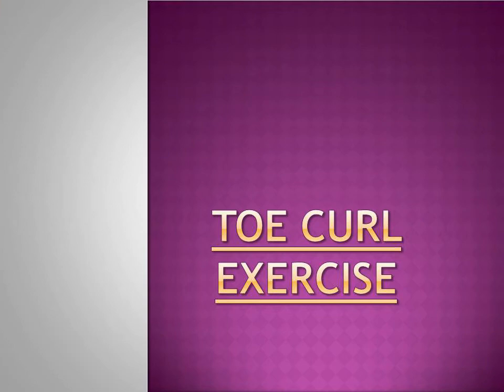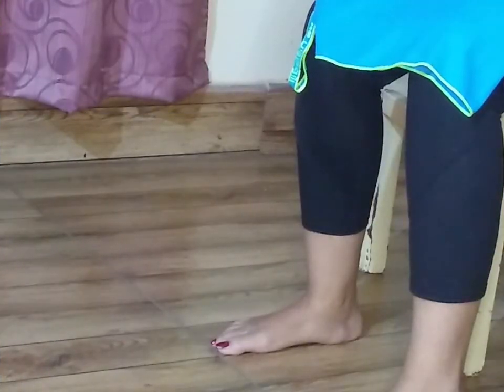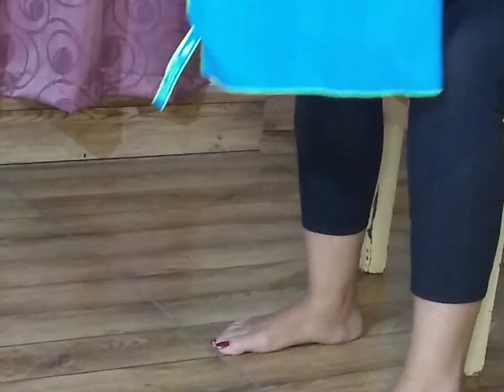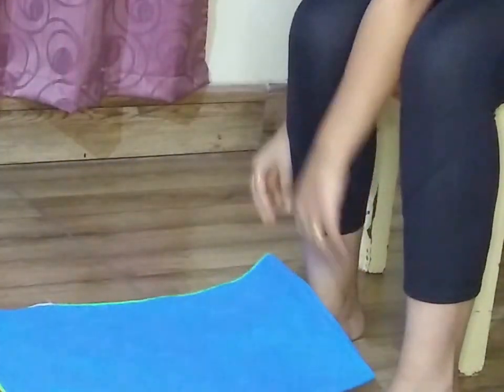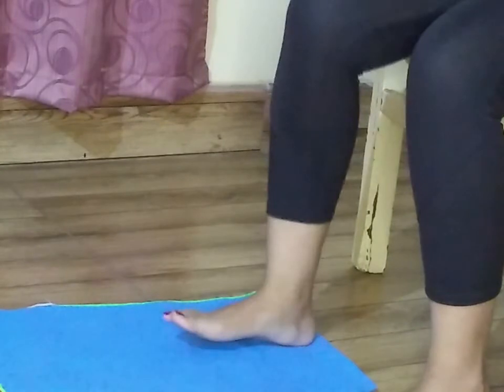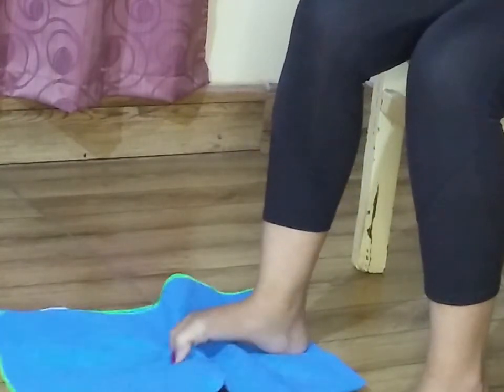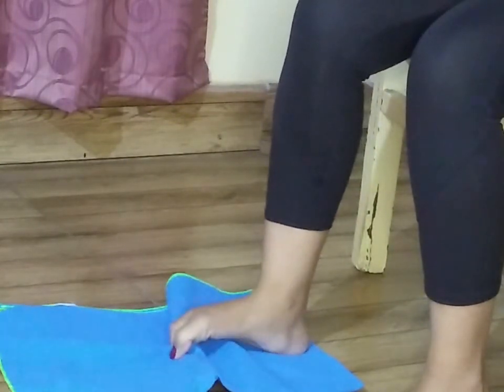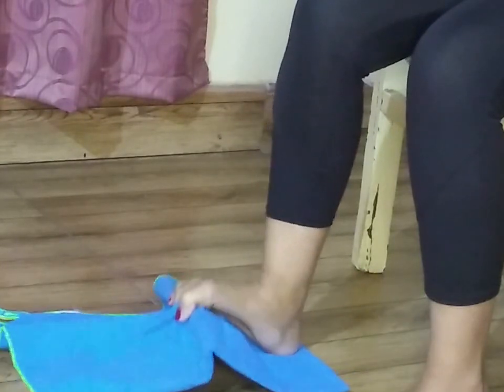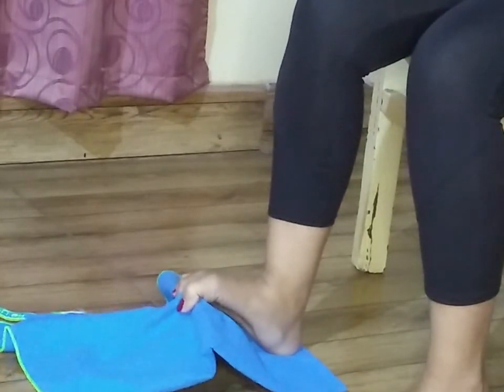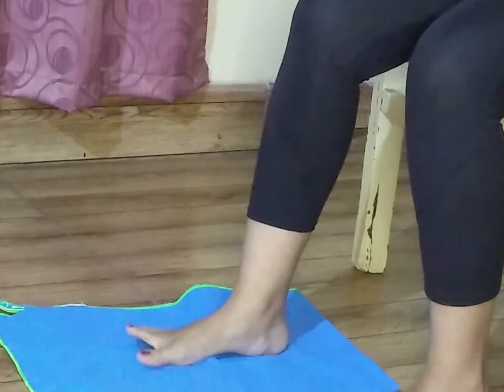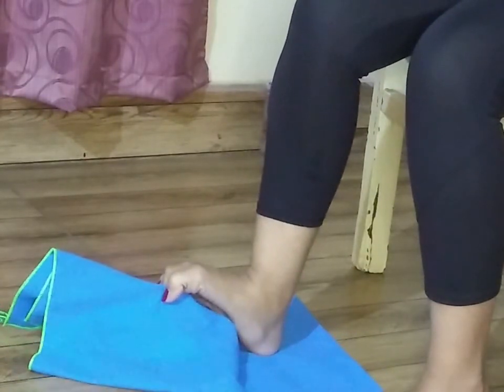Toe curl exercise. Place a towel on the floor. With your toes, grab the towel. Hold it for 2 to 3 seconds. Repeat this process 10 to 15 times. This exercise helps in strengthening of intrinsic foot muscles.